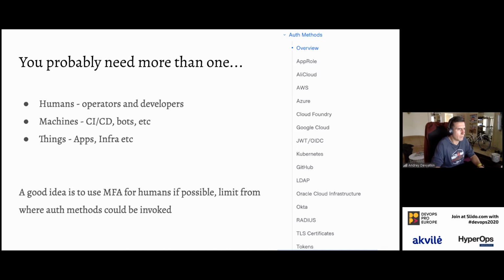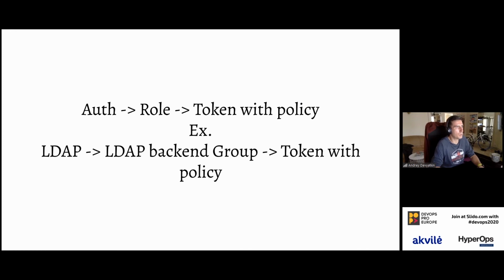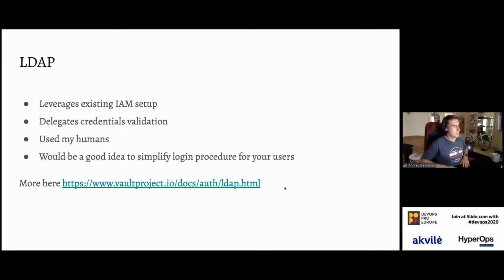Also, there is a way to limit from where you could call Vault. I'm going to show you later. So the way it works, you would configure an auth method, you will configure a role, and that will result in a token with a policy. For instance, if you have LDAP, you have an LDAP backend group, which is kind of a role, and then you will get a token with a policy. Let's see how it looks.